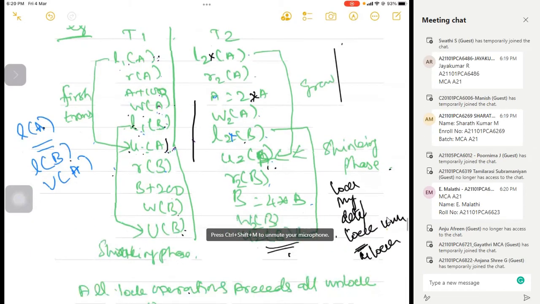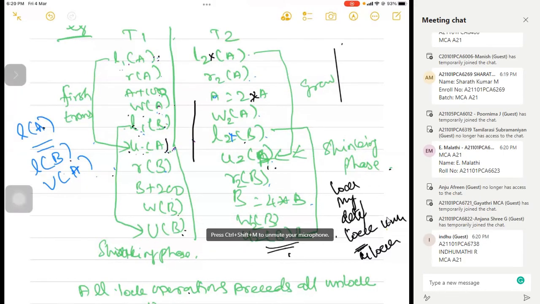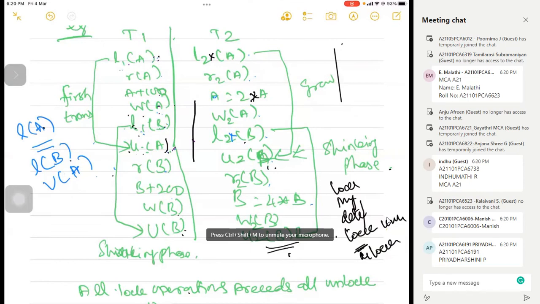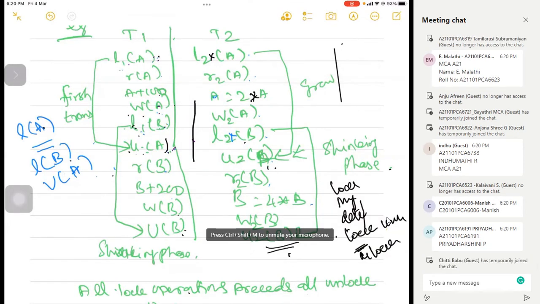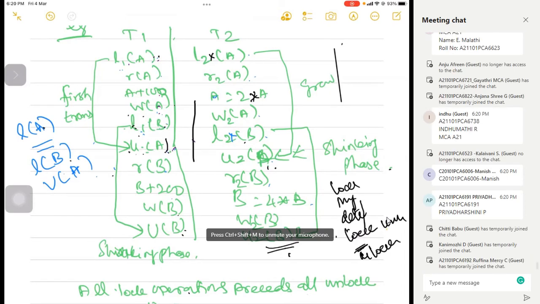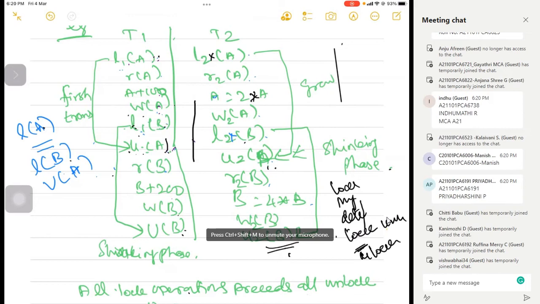Then unlock of A, then read B, B plus 200, write B, and then unlock of B. Listen carefully here. The main rule of the two-phase locking protocol is that once it is locked, only then it will be read, isn't it? Once it is unlocked, the remaining records needed for the particular transaction will be locked.